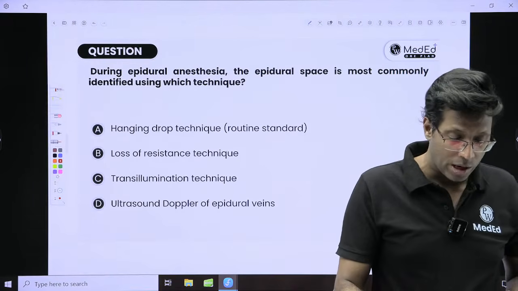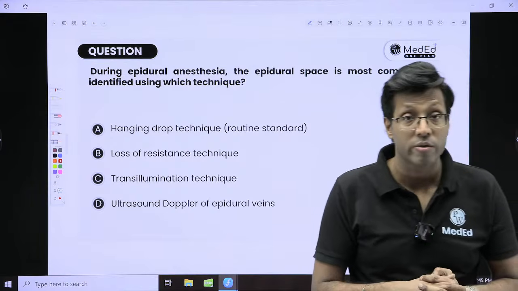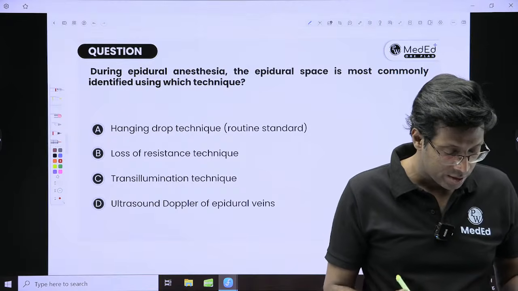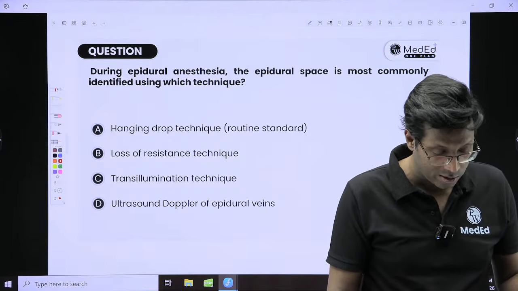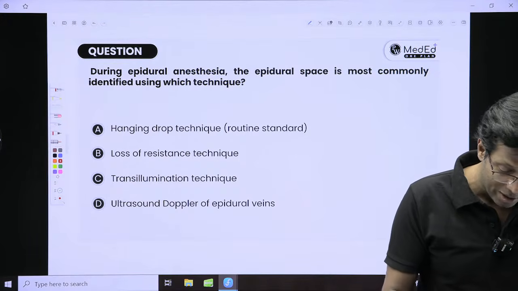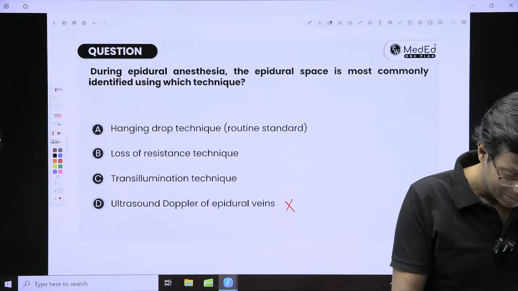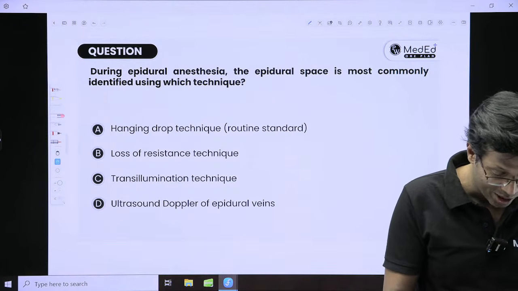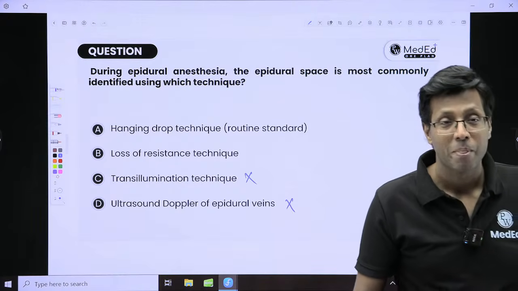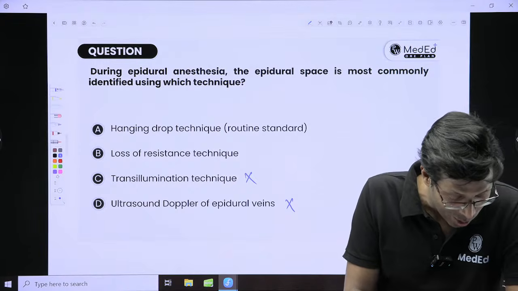Next, during epidural anesthesia, the epidural space is most commonly identified using which technique? Hanging drop technique, routine standard, loss of resistance technique, transillumination, and ultrasound Doppler of epidural veins. What will you do? Ultrasound Doppler doesn't make any sense. Okay, transillumination is used elsewhere, you guys know it. You know ultrasound Doppler also.